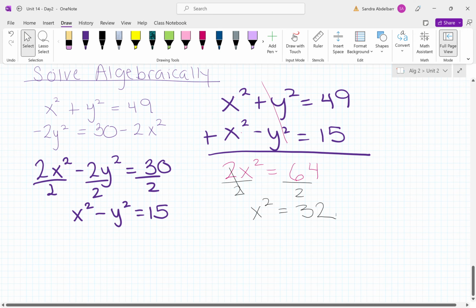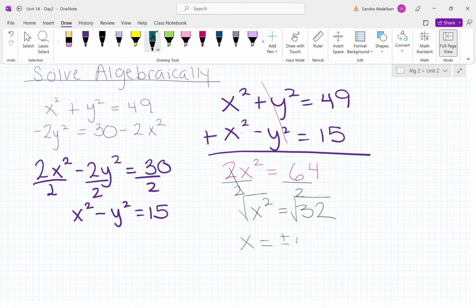We need to root both sides. Guys, you have to simplify your radicals. So x equals plus or minus 4 root 2. What do we have to do now? Plug back in to find y.